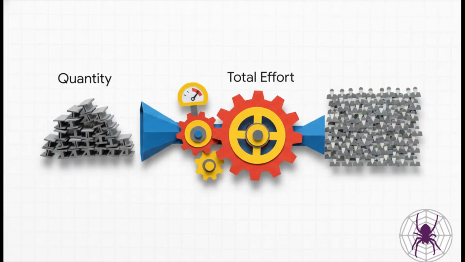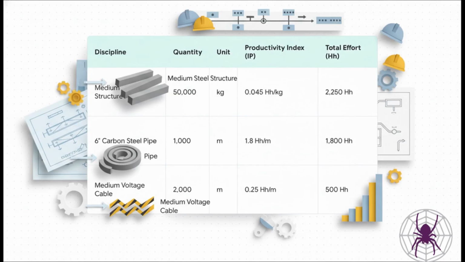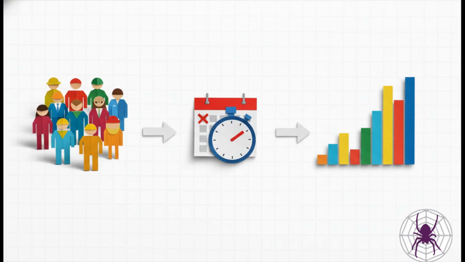The very first calculation is simple, but it is incredibly powerful. You just multiply the quantity of something, let's say kilograms of steel, by its standard productivity index, and boom, you've got your total effort in man-hours. This is how we bring those abstract drawings to life with real numbers. And just look at how different these are. That 50,000 kilograms of steel structure, that's going to take over 2,000 man-hours. But the 2,000 meters of cable? Only 500. Big difference.